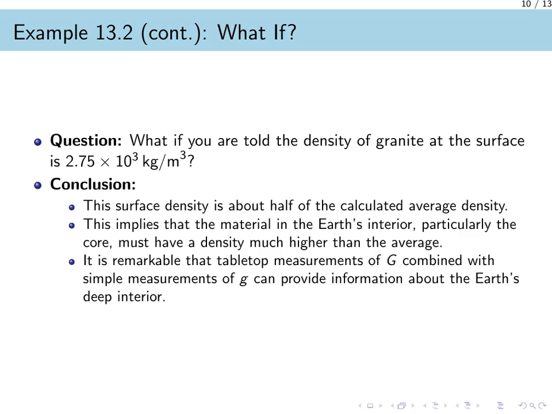This comparison leads to a very important conclusion. For the overall average to be so high, the material deep inside the Earth, particularly in its core, must be significantly denser than the material at the surface. This is a powerful insight. Simple measurements of the gravitational constant g and the acceleration g can provide real information about the composition of the Earth's deep interior.